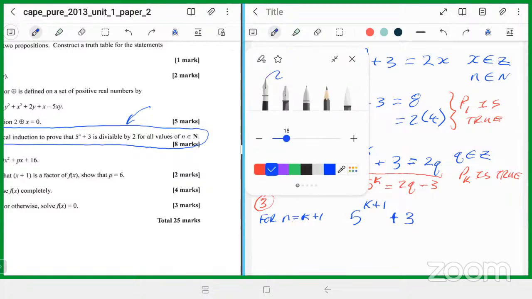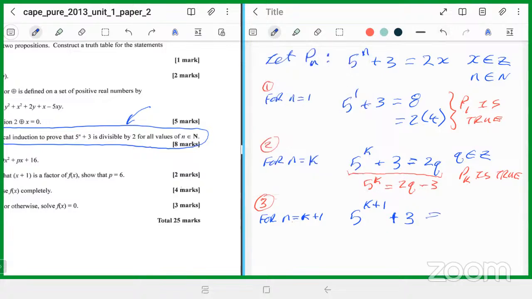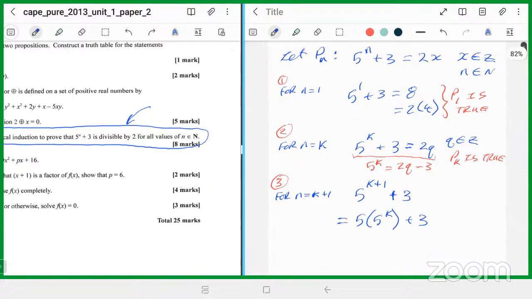And remember now, guys, when you write this step, don't continue to write 2q or anything like that. This is what must equal 2 times something, and you must use this in here. And I'm saying it is better to use what the 5 to the k is in this expression. So I'm going to break this up to get the 5 to the k out of it. So this expression right now is actually equal to 5 times 5 to the k plus 3. Can you see that? Yes, sir. Good.